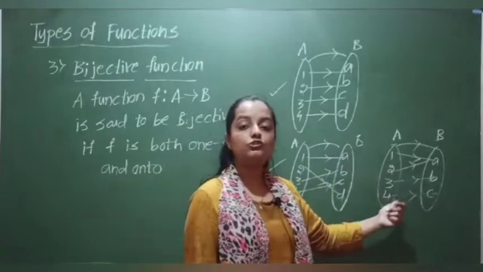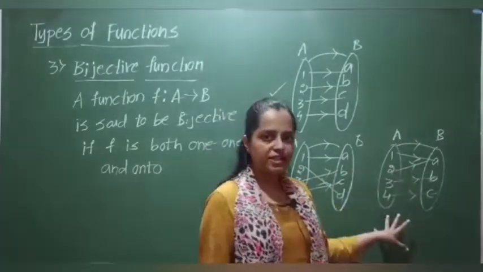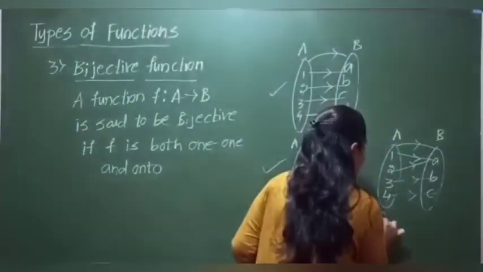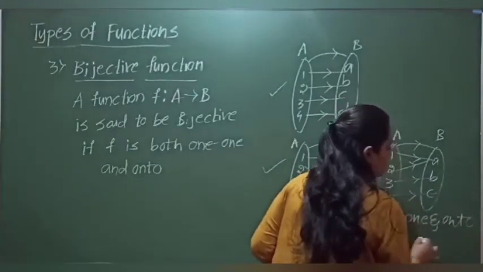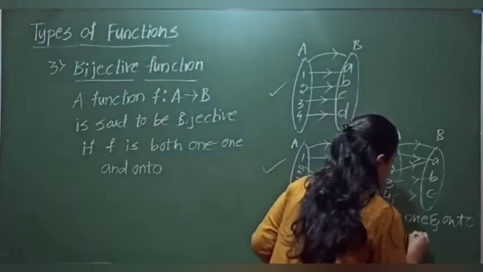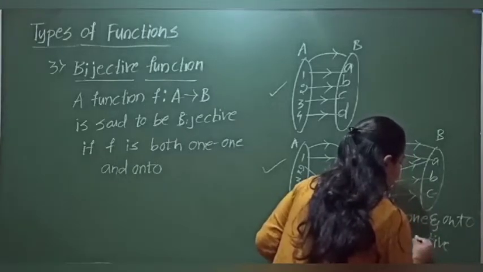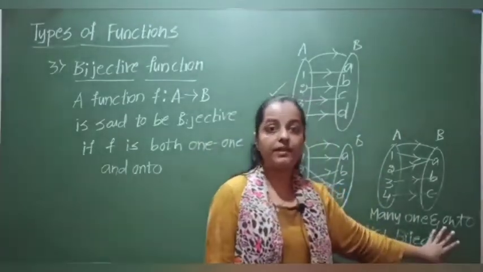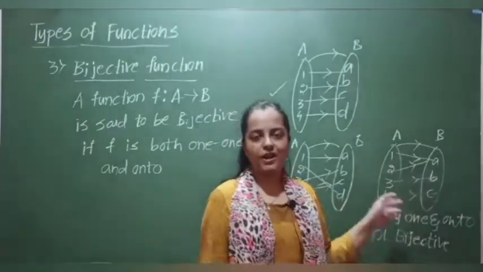If the function is both one-one and onto, then we call it a bijective function. So is it bijective? No, because this function is not one-one; it is a many-one and onto function. Therefore, this function is not bijective. For a function to be bijective, it should be one-one and onto, but here the function is many-one and onto. Hope you are all understanding this.